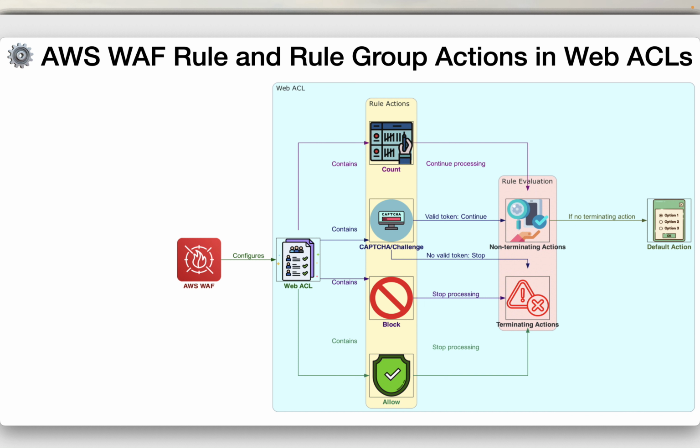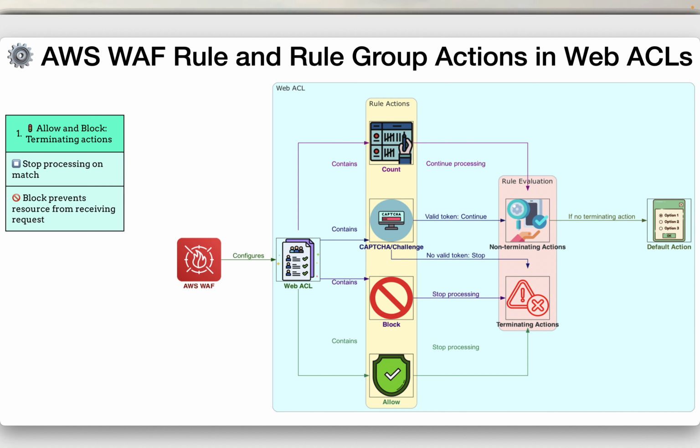Next is AWS WAF rule and rule group actions in web ACLs. So allow and block actions are terminating actions in AWS WAF. When a rule with an allow or block action matches a web request, it stops all further processing of the web ACL on that request. The matching rule's action determines the final disposition of the request for the web ACL. AWS WAF does not process any further rules in the web ACL that come after the matching one, whether the rules are directly added to the web ACL or inside an added rule group. With the block action, the protected resource does not receive or process the web request at all.